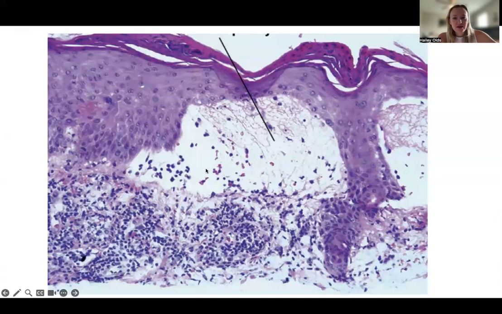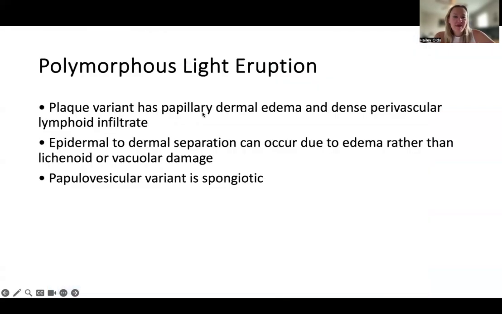Okay, so this one is in our papillary dermal edema differential, and we have some parakeratosis and lymphocytic infiltrate. When you see a lot of papillary dermal edema, you should think of a couple different things. You should think of Sweet's, but you would see more neutrophils with that. You can think of pernio, but that would probably be on acral skin. You can think of bullous tinea, but you would see organisms in the epidermis or the stratum corneum with that. And you can think of PMLE. So this is PMLE, which is a reaction to the sun, and you have papillary dermal edema with a dense perivascular lymphoid infiltrate.